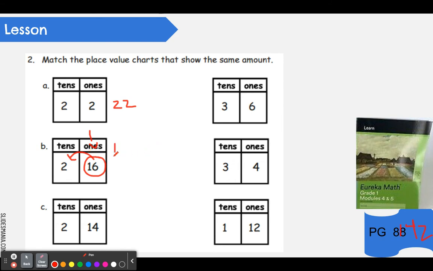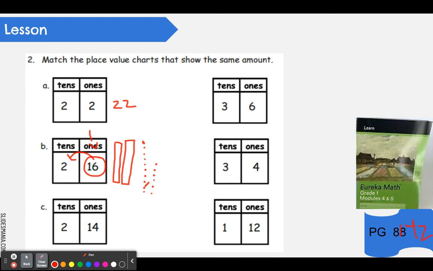So I have 2 tens. I'm going to draw my sticks. These are my 2 tens. Then I have 16. So I'm going to go ahead and draw 1, 2, 3, 4, 5, 6, 7, 8, 9, 10, and then 6. Okay. So remember that if I had this drawing, this is 16.